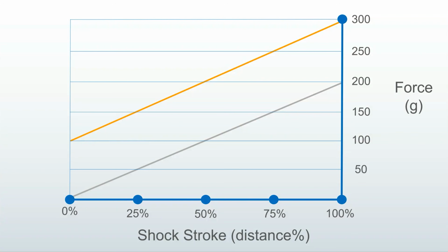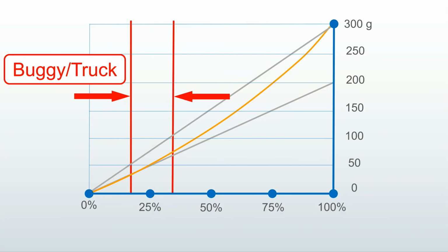Here's what preload looks like on the chart. The initial force to move the shock has increased, but the shock has not moved. You don't live topped out. Shocks function out here in the travel. Notice that the slope is exactly the same. It's just shifted. Buggies, trucks, touring cars spend most of their time in the beginning third of the travel.